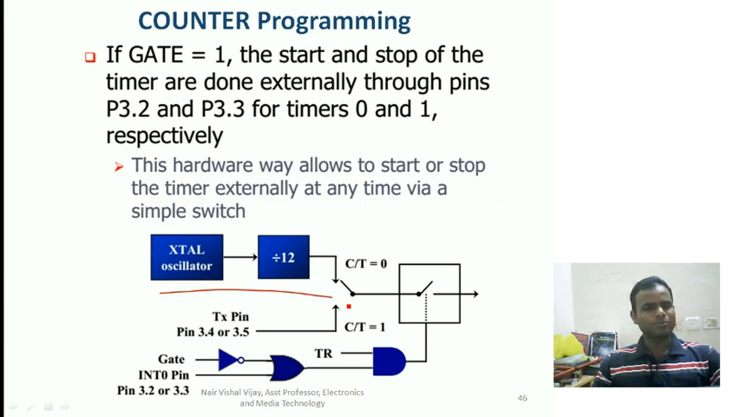Just to revise, you have two timers, timer 0 and timer 1, both 16-bit wide, and they are divided into TH and TL, that is timer high and timer low, and you can configure them in 4 modes: mode 0, mode 1, mode 2 and mode 3. Mode 1 and mode 2 are most widely used. Mode 1 is a 16-bit timer, and mode 2 is an 8-bit auto reload mode. How to configure them? Using the TMOD and TCON registers.